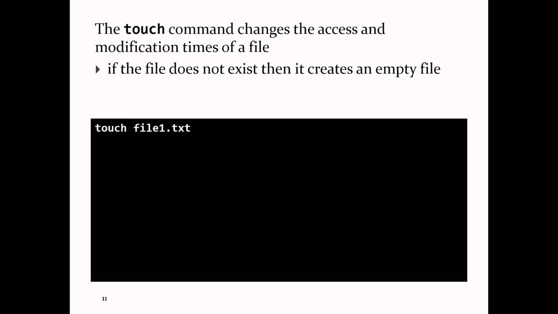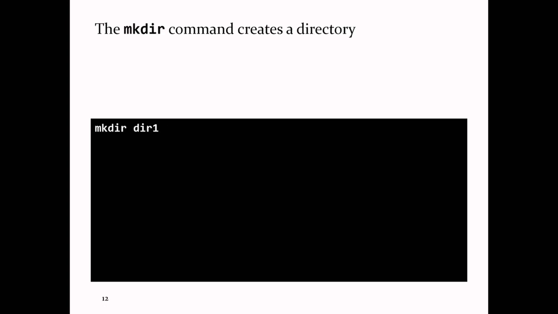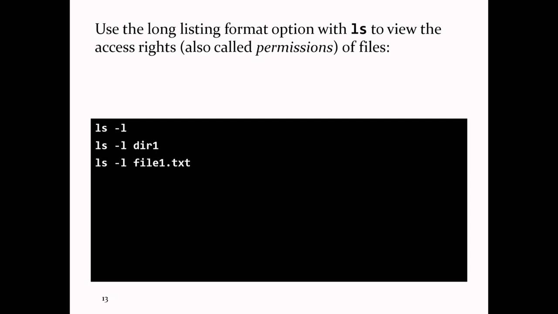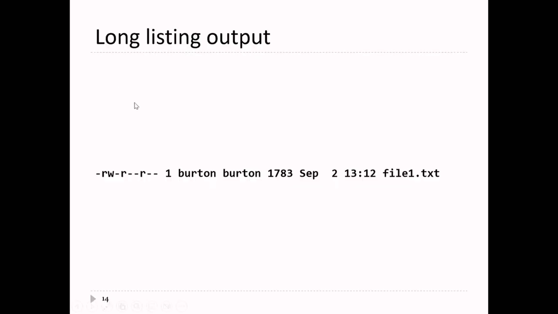All right, so we know what touch does. We know what mkdir does. We know what ls does if you use the long listing. So what exactly does the long listing tell you when you use it? With the long listing, you end up with output that looks like this with ls. The things over here, these are your permissions.